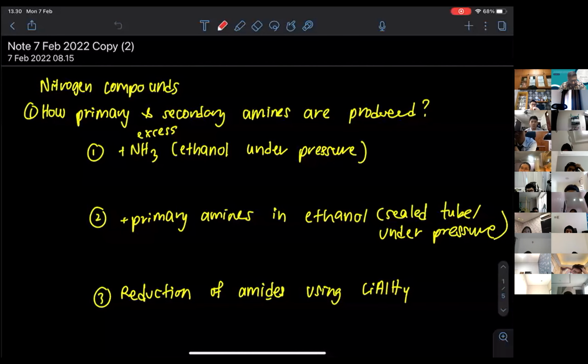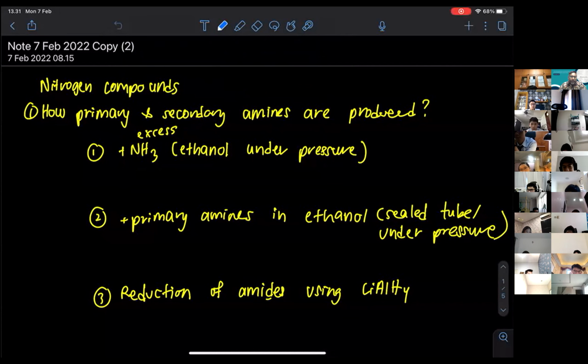So let's see, nitrogen compounds. How primary and secondary amines are produced. The first reaction is where you use excess ammonia, in ethanol or ethanolic ammonia in excess under pressure. It means at high pressure. So we are going to get amine.